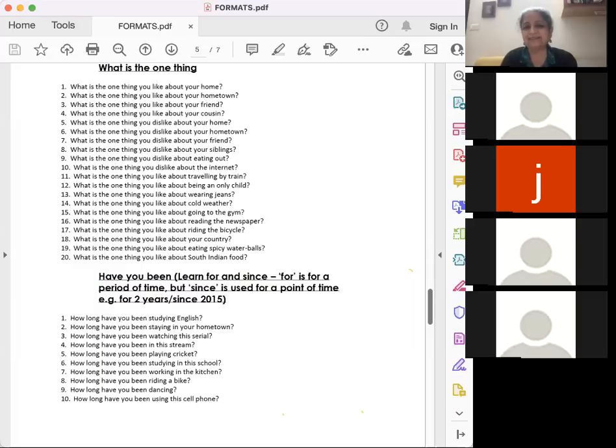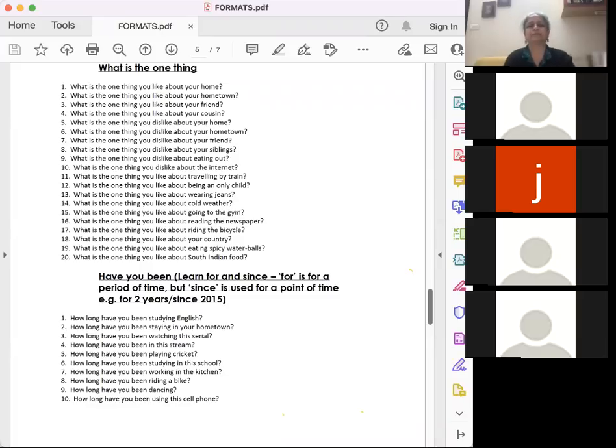Okay. Ma'am, since childhood, we are in 12th standard. हाँ, since I was in 12th. Okay. How long have you been studying in this school? I have been studying in this school for the past 15 years. For the past 15 years. Okay. For, since. How long have you been riding a bike?